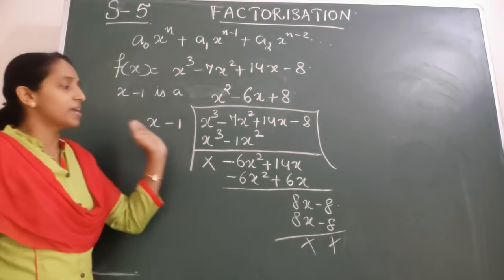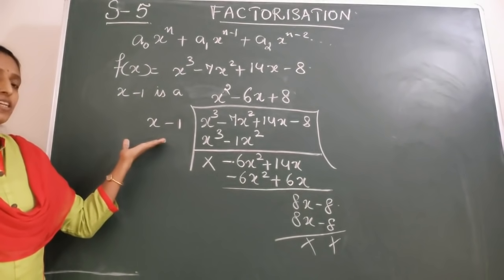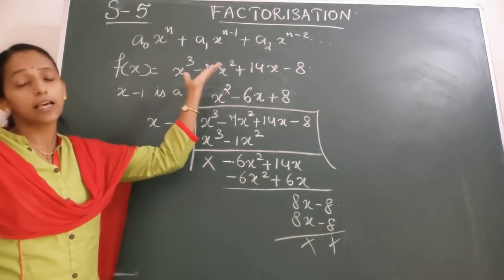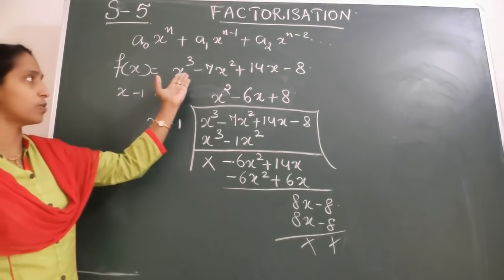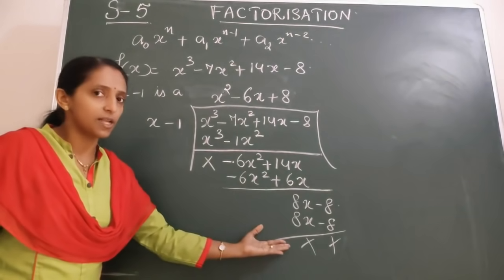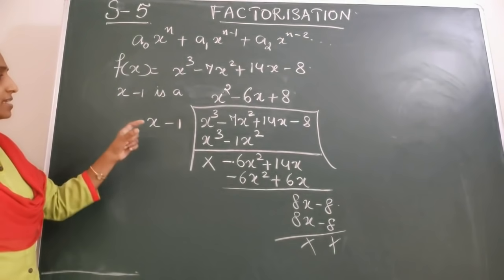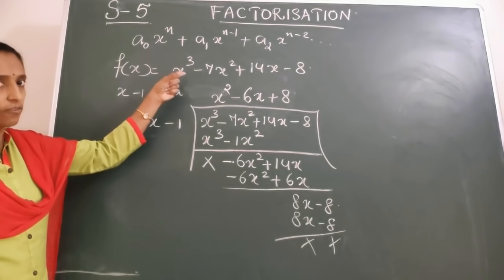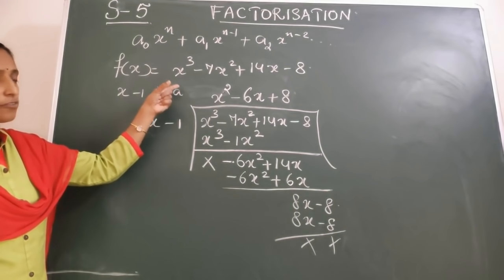So if the remainder comes as 0, what does it mean? x minus 1 divides the polynomial f of x completely. You are getting the remainder 0. So we can say that x minus 1 is a factor of f of x.